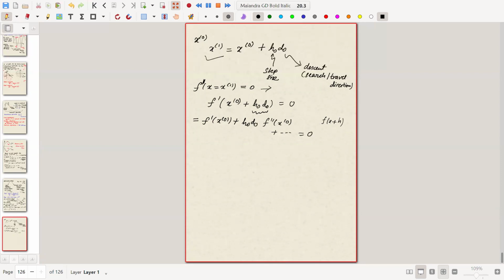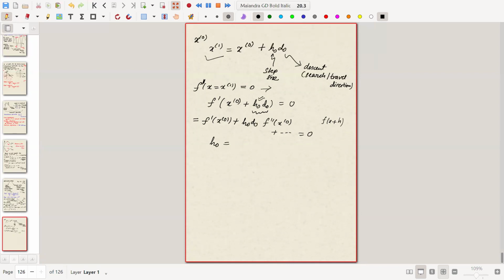I told you that we are expecting the next, x1. Like x0 is the initial guess, our next step x1 should be such that we reach the minimum. That means f prime of x1 equals 0. So for what step size does that happen? For any step size, it cannot happen. So for some particular step size, can you give me the value of h0? We can compute the value of h0 from here.